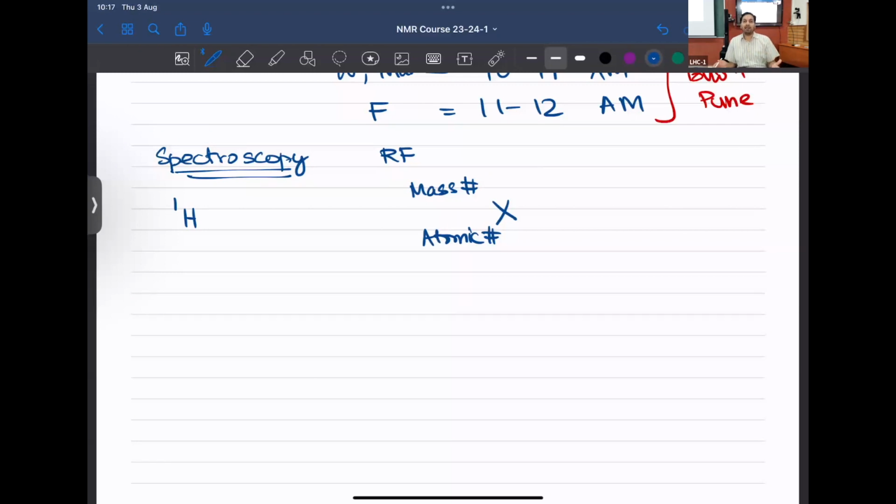In order to maintain electrical neutrality, the number of protons and the number of electrons have to be equal, which is the atomic number, right? So when you take 1H, you're talking about ¹₁H, where the one at the bottom is the atomic number, while the one at the top is the mass number, right? And proton is known to have a spin quantum number of half. So please be careful of what I'm trying to define: the nuclear spin quantum number.